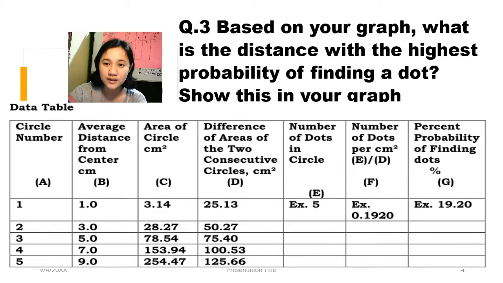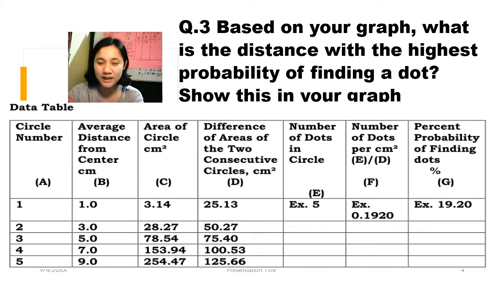Question 3, based on your graph, what is the distance of the highest probability of finding a dot? Show this in your graph. Okay? So, graph yung tinatanong dito, di ba? And in your module, nakalagay dun yung sample ng graph na nagagayahin ninyo para masagot itong question number 3. But before you answer that, you have to go back on your data. Magre-refer kayo sa data na nagawa ninyo na meron kayo.